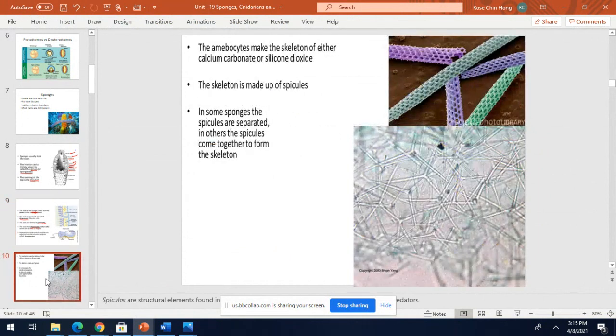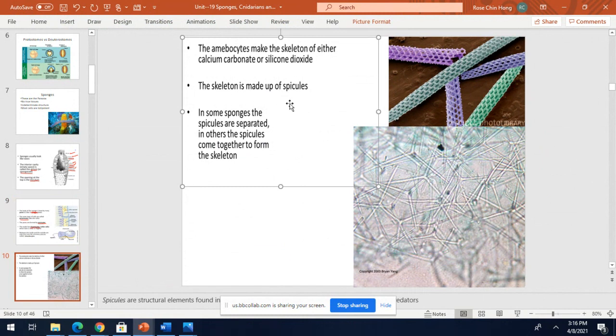All right. So now this is more detail which you'll see. The amoebocytes are the ones, it should be amoe. That's spelled a little wrong. They make the skeleton as either calcium carbonate or silicon dioxide, and as spongin, which is a proteinaceous kind of compound with silica. Okay. And these are the spicules. These are the structural support for the sponge. Some of them are separated and some of them are stuck together, but it will reinforce its integrity.